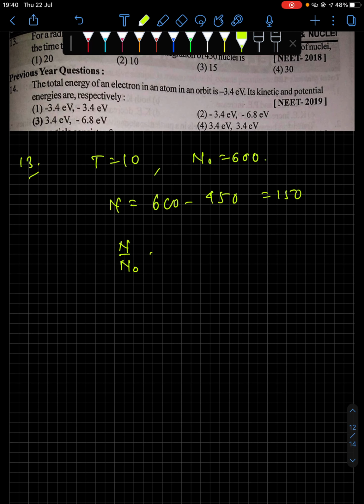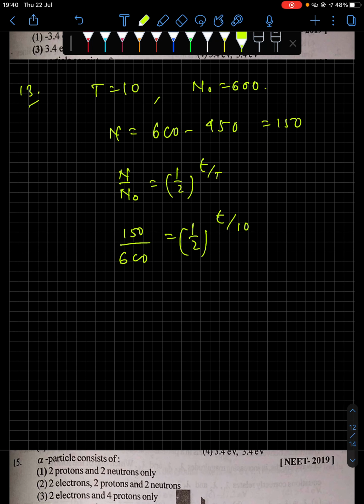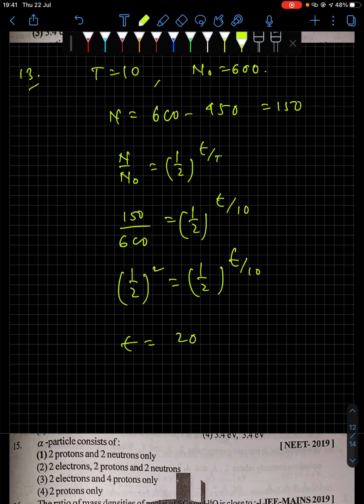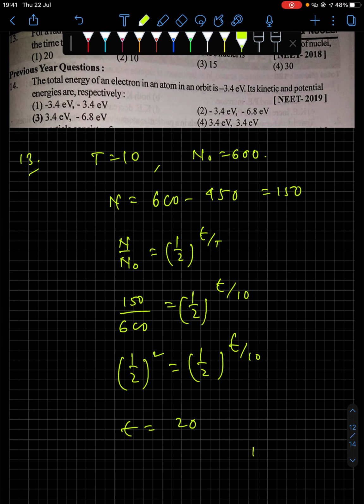Now we know the relation N by N naught equals half to the power t by T, right? So 150 by 600 equals half to the power t by 10. So here you get a factor of 1 by 4, so you can write this as half squared. So time is 20 minutes. Okay, option number 1. Next question.